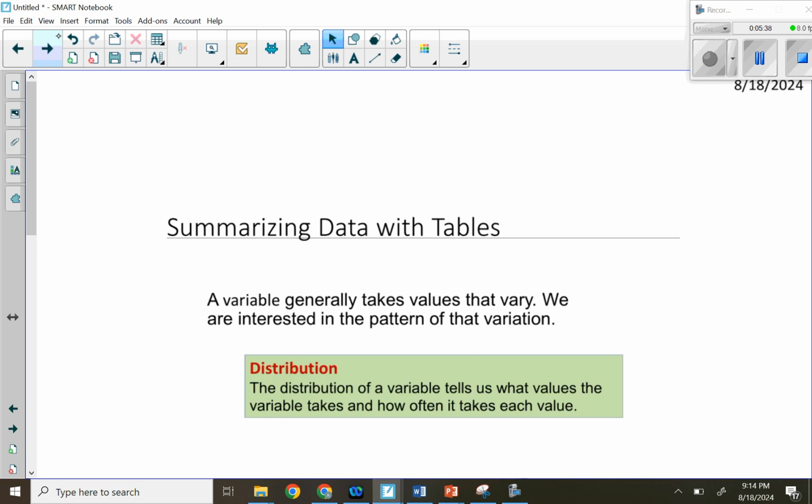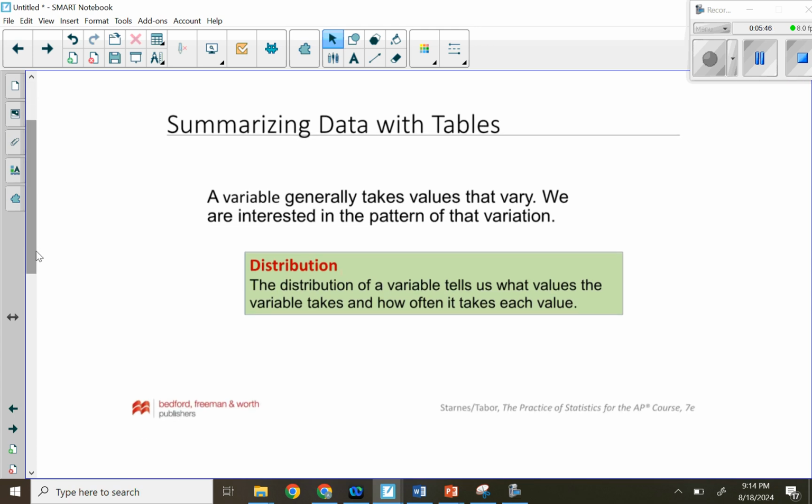Now, some ways we can summarize data with tables. A variable generally takes values that vary, hence why they're called variables. We are interested in the pattern of variation. How is it varying? We often call that a distribution. The distribution of a variable tells us what values the variable takes and how often it takes each value. Make a flashcard, don't forget to.